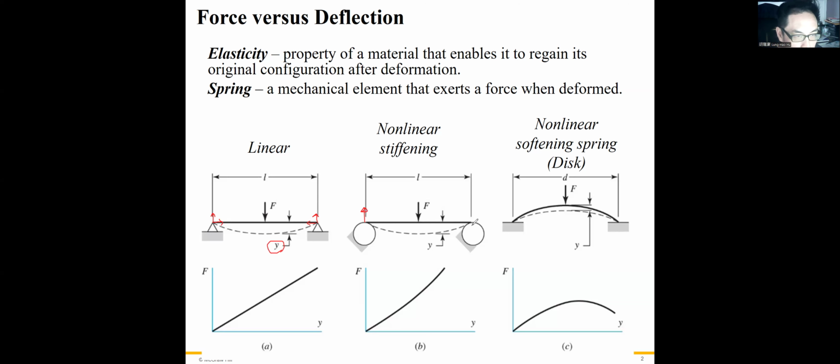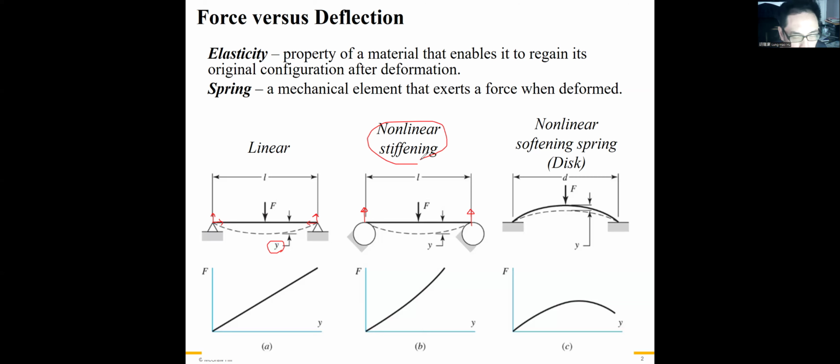The second case is that the reaction forces at the two ends are restricted from deforming in the y direction. So when a force is applied to it, the deflection is proportional to the force applied to it. However, the relation is nonlinear. Okay, it's nonlinear.